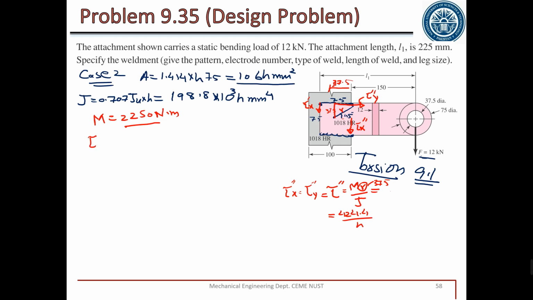And similarly, tau prime is equal to V by A. Force is equal to 12,000 divided by area. Use the value of area here, and the primary shear will be equal to 113.2 by h. So just check the value, either it is MPa or kPa. I have not written the unit, so it can be kPa as well. So just check this value, MPa or kPa, for this.